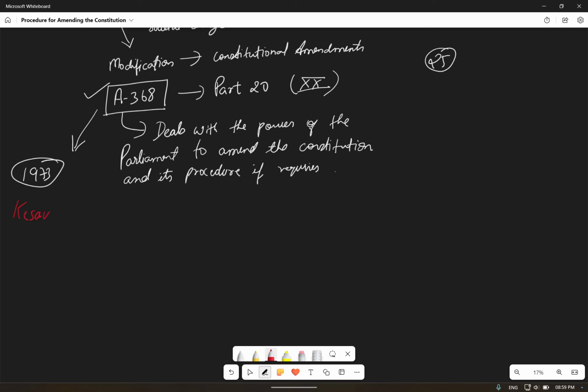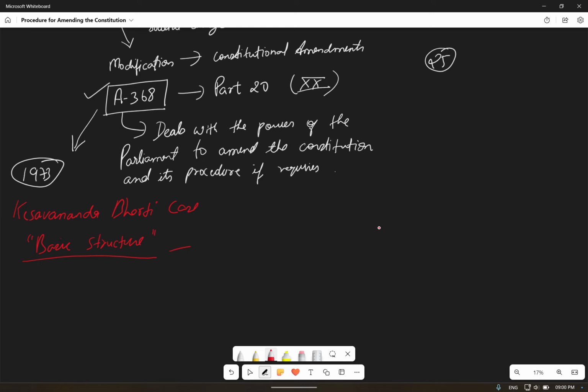Keshav Nanda Bharti case happened in 1973, that parliament cannot amend those provisions which form the basic structure of the constitution. Okay, parliament has the power to amend the constitution, but they don't have the power to amend the basic structure of the constitution.